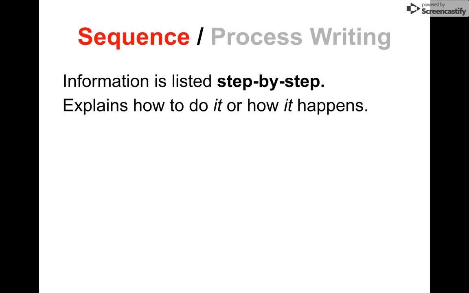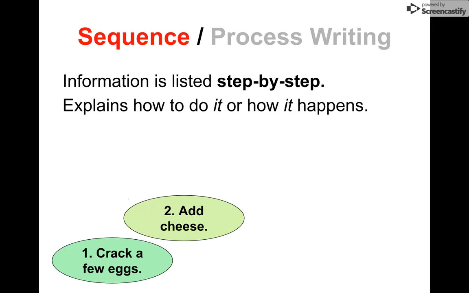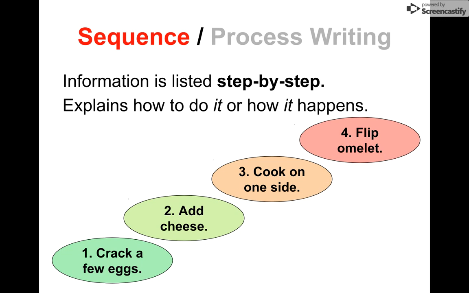Then we have sequence or process writing. This is just where you give a listed step by step. So it explains how to do something or how something happens, and it basically lists out the order of those different steps. So for example, if we were going to make an omelet, we would first crack a few eggs, add cheese, cook on one side, and then flip the omelet over. And this is how to make an omelet. So we list out those steps.